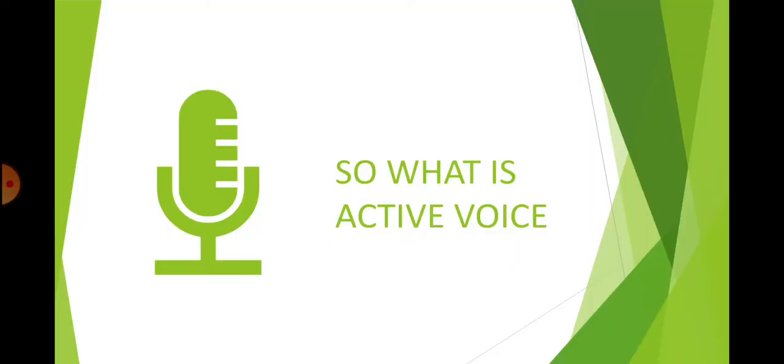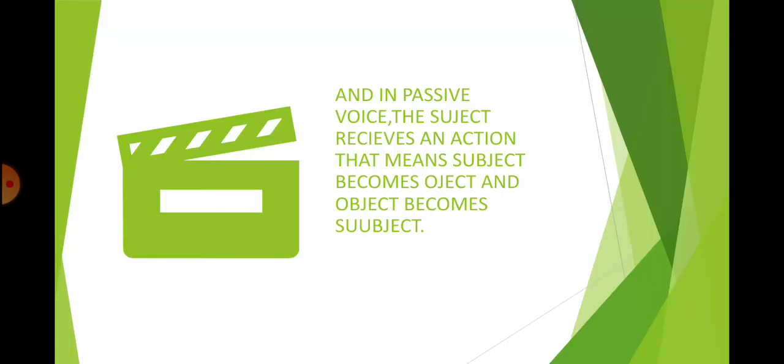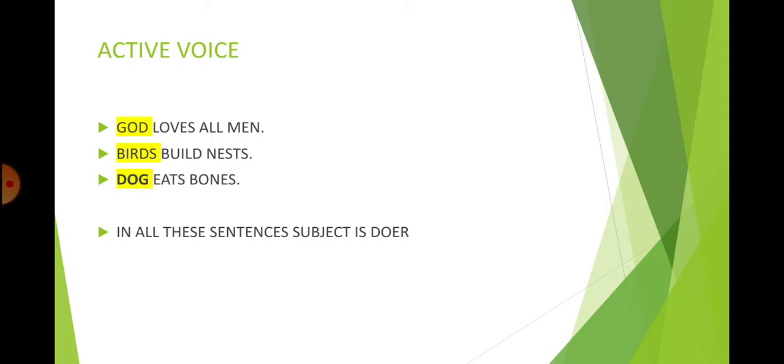Everyone, welcome back to Enjoy Literature, and today we shall discuss active and passive voice. Now, what do we think active voice is? Before learning active voice, let's see that verbs will be either active or passive. When using active voice, the subjects are the ones performing the action, that is the doer. That means whenever it is active voice, the subject is the one who will do the work, that is the doer. And in passive voice, the subject is the one on which something is done, that receives an action. And that means the subject becomes the object and the object becomes the subject. Now, active voice sentences: God loves all men.